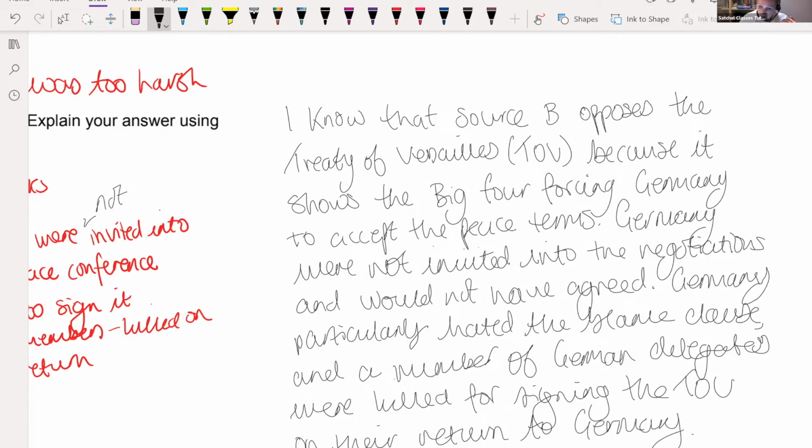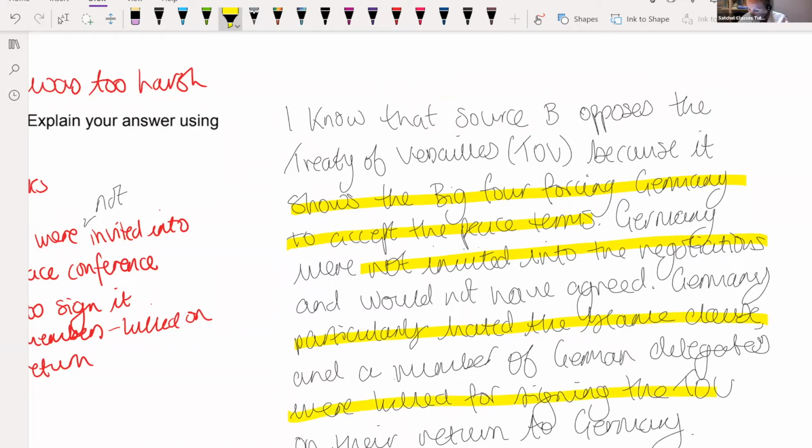Okay, so if we go back and look at our examiner's tips and see where we've done it, it shows the Big Four forcing Germany to accept the peace terms. We've said what we've seen. We've said that Germany were not invited into negotiations. We've used our contextual knowledge. We've said that they particularly hated the blame clause, and we've said that they were killed for signing the Treaty of Versailles.